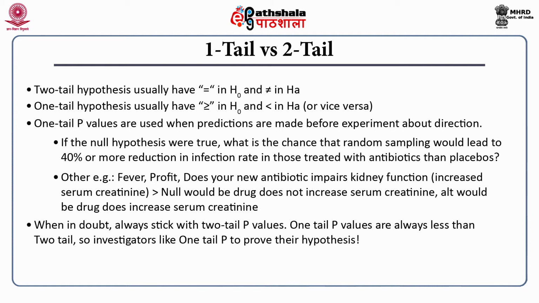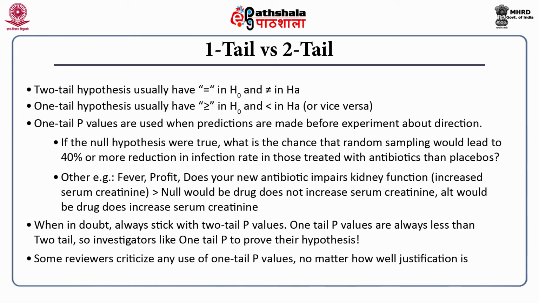As you see, most of us, the investigators, are looking for a very, very low p-value to say that the result is extremely significant, right? To get a very low p-value, it is very easy to stick with one-tail p-value, but that is erroneous. Nowadays, reviewers criticize any use of one-tail p-value, no matter how well the justification is.